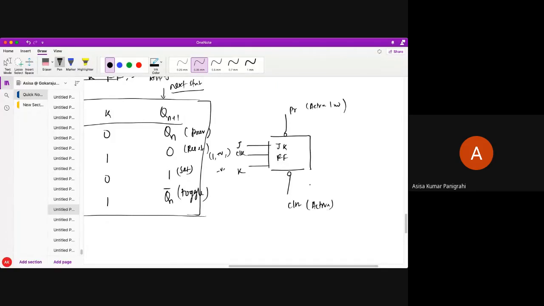Why have I taken it like this? I want the initial state of the flip-flop to be 0 and 1. So what do I have to give? I have to give clear equal to 0 and preset equal to 1. Am I correct, students? If I give clear equal to 0, it will give Q bar equal to 1 and opposite Q equal to 0. This is my initial state: Q equal to 0, Q bar equal to 1.